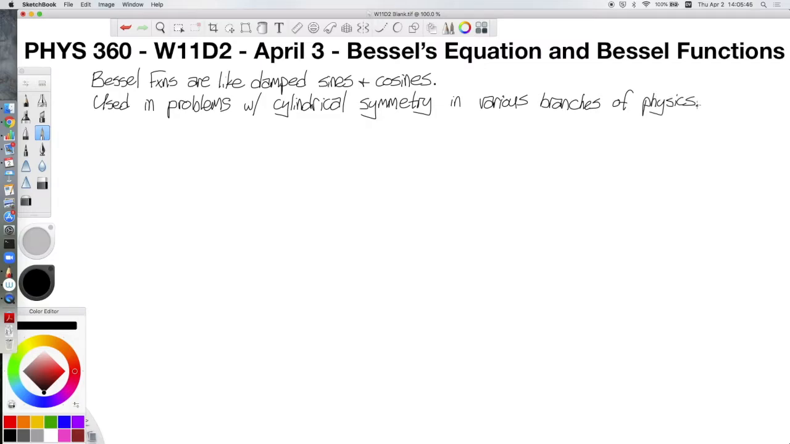In order to explore what the Bessel functions look like and what their properties are, we are going to first derive their solutions from Bessel's equation, which is given as x squared times y double prime plus x times y prime plus quantity x squared minus p squared times y equals 0, where p is some constant, not necessarily an integer, that is referred to as the order of the Bessel function.